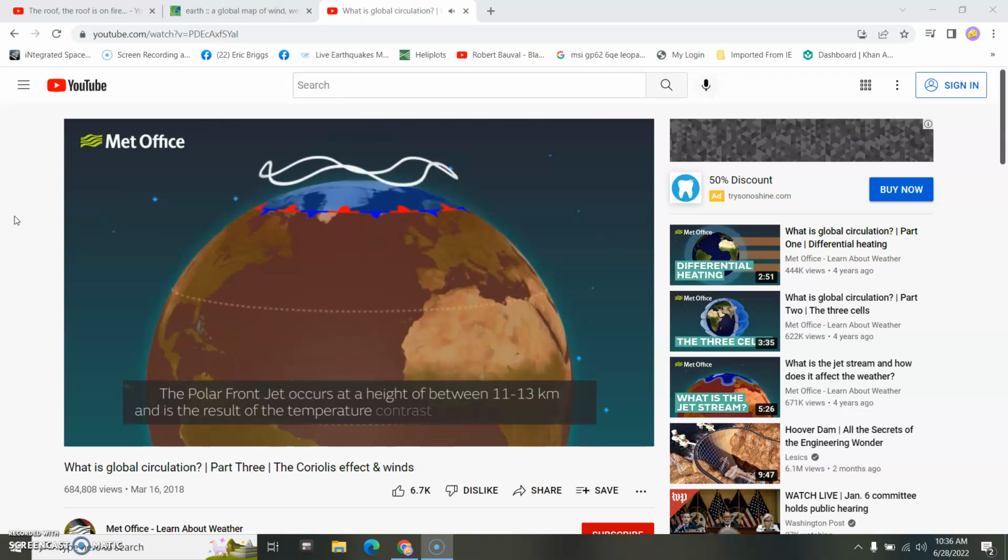Polar front jet occurs at a height of 11 to 13 kilometers and is primarily the result of temperature contrast across the polar front. The stronger the temperature contrast across the front, the stronger the jet. So it follows that the polar front jet is stronger in the winter than the summer.